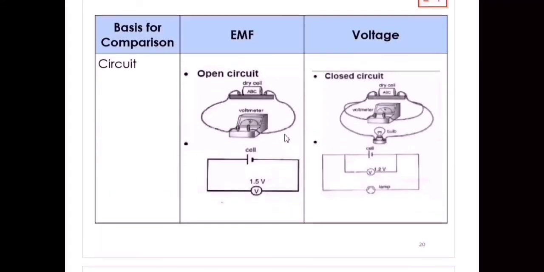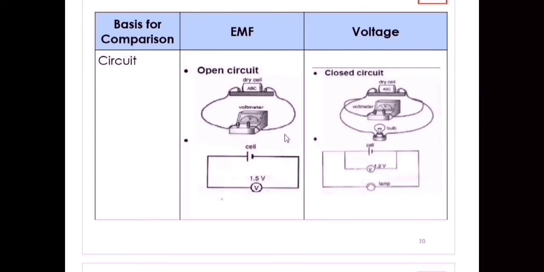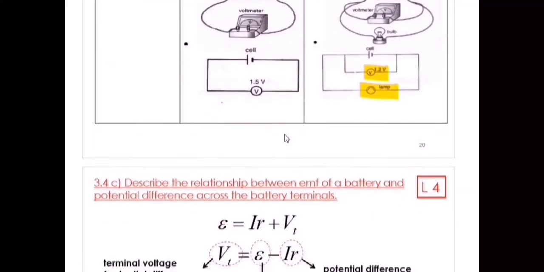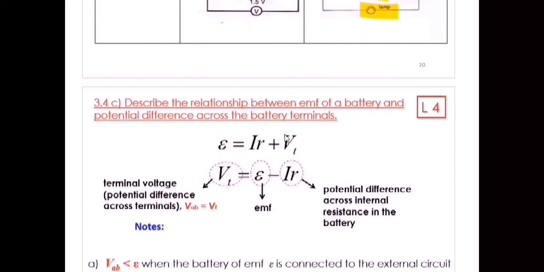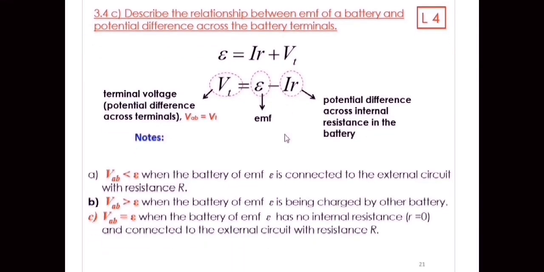So this is an example. For the EMF, we can only put a voltmeter across the cell without a current flowing through, and then we can measure the EMF. We call it an open circuit. To measure the voltage, we need to put a voltmeter across a cell which also has a resistor. This lamp has its own resistance, so then we can calculate the voltage of the circuit. This is the equation I said earlier.